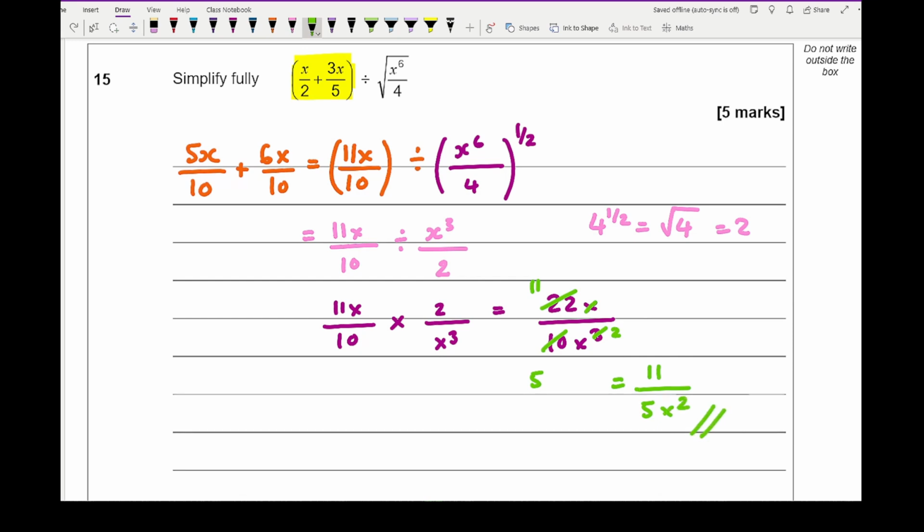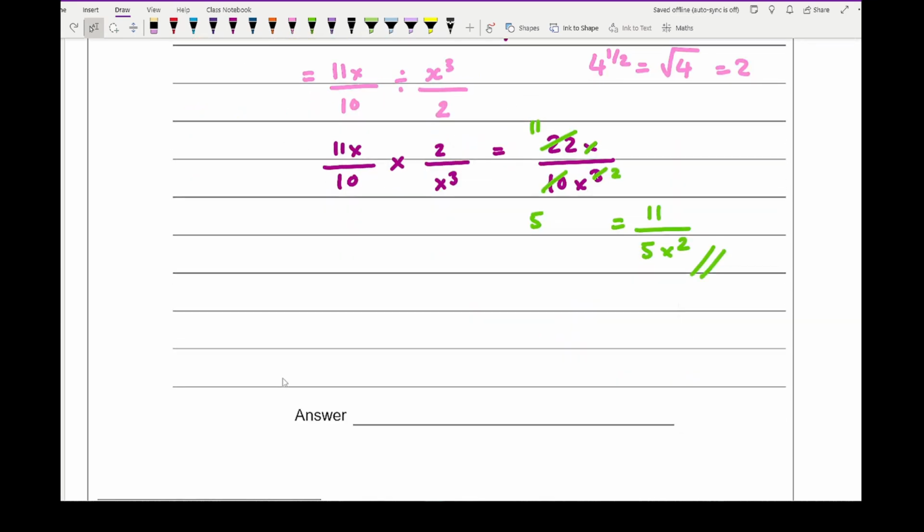Now we can write it in a different way. You could either write it like this, or you can write it using indices, which is 11 over 5x to the power of minus 2. So either of these two ways would be absolutely fine to write your final answer.